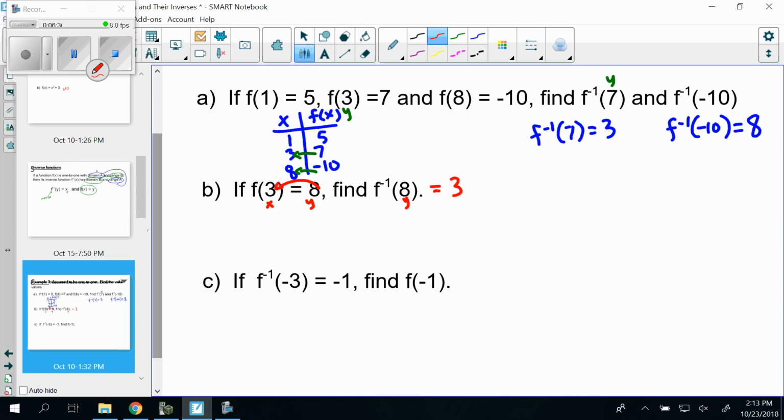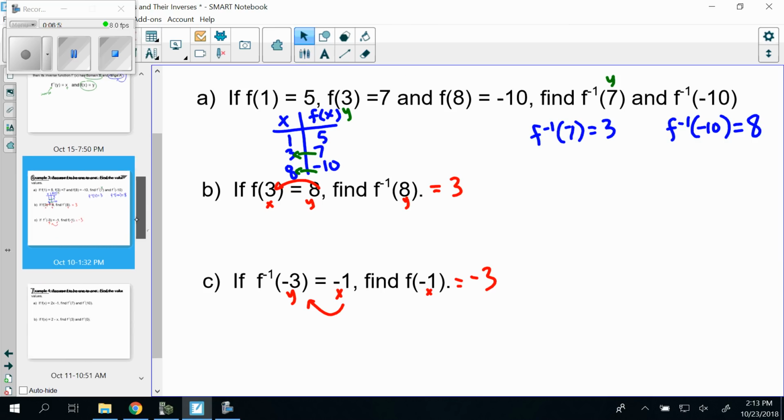With the next one, inverse at negative 3 equals 1. So this is inverse. That means this is the y value. That's the x value. So if we want to find the function at 1, that's our x value. This should equal the y value associated with it, negative 3. So inverse takes you back to where you started.